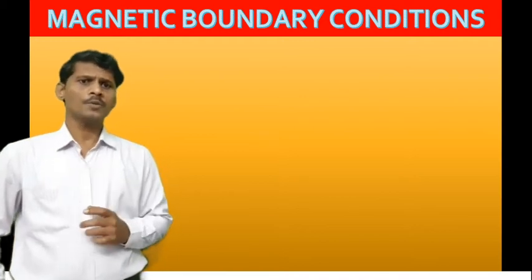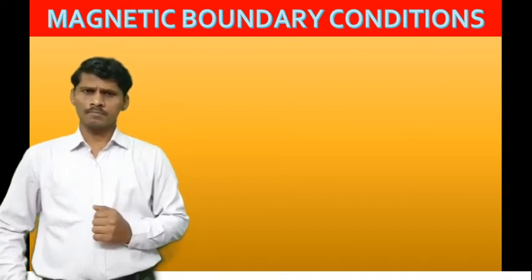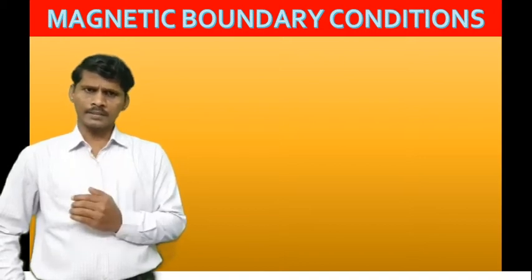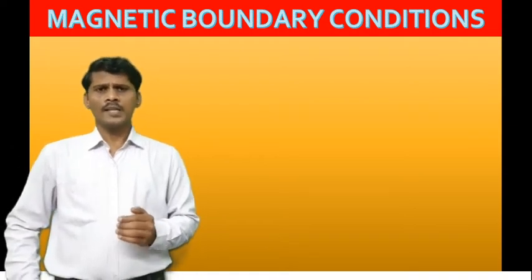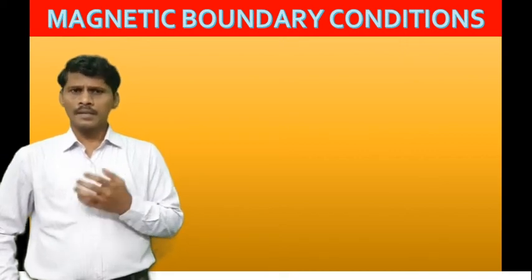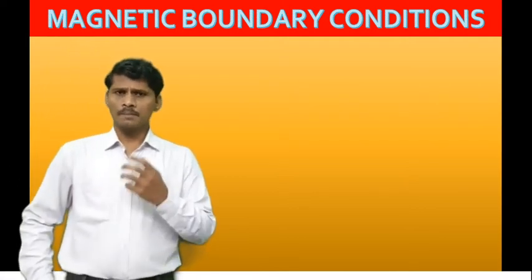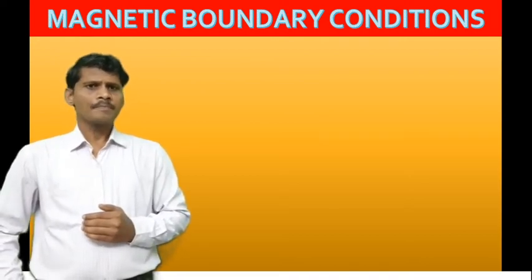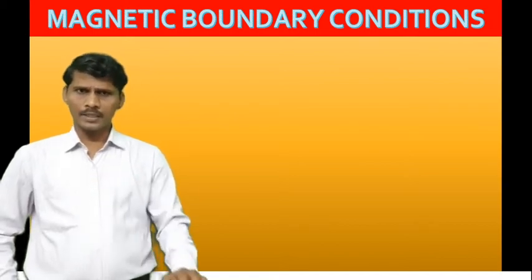First of all, what is a boundary condition? When a field passes from one medium to another medium, that is called a boundary condition. What is an electrostatic boundary condition? When the electric field passes from one medium to another medium, it is called an electrostatic boundary condition. What is a magnetostatic boundary condition? When the magnetic field passes from one medium to another medium, it is called a magnetic boundary condition, or boundary conditions of magnetic fields.